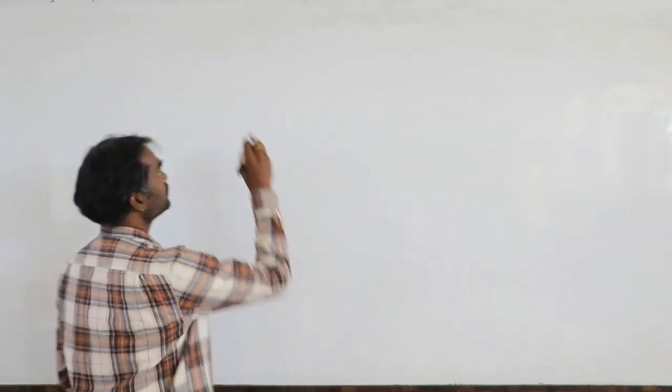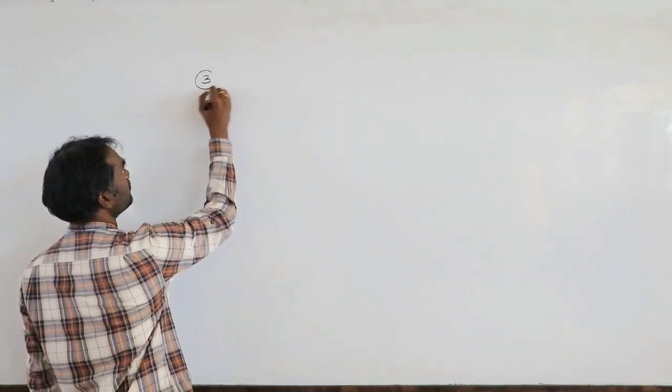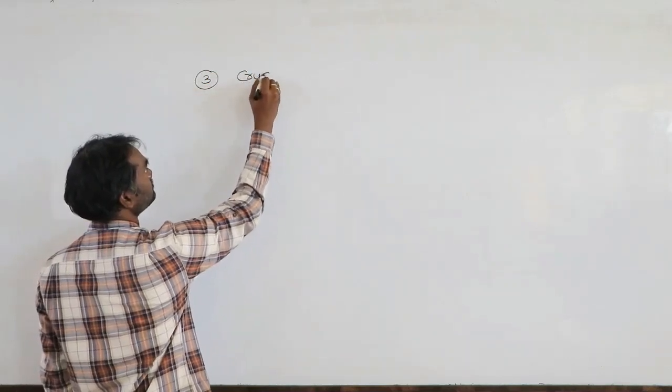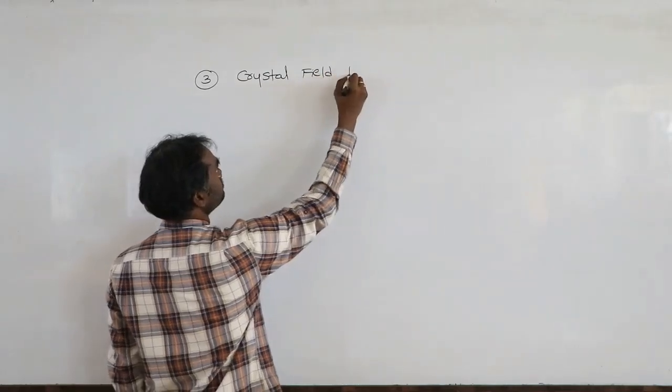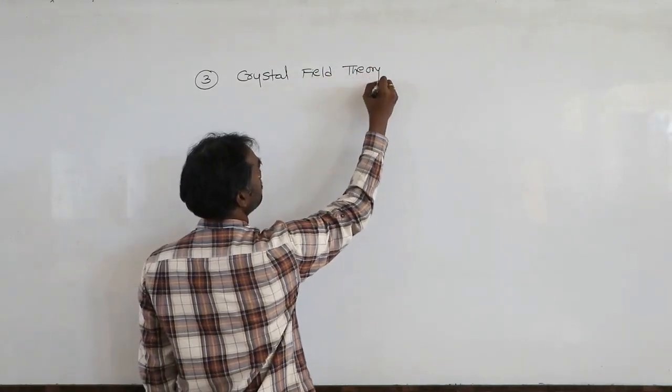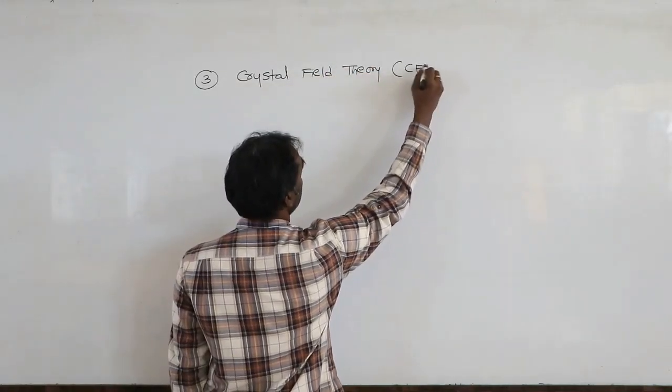In that, Werner theory is over. The second one, VBT, we discussed. After the failures of VBT, one more theory came, that is the CFT, crystal field theory. Now we are going to discuss crystal field theory. It is simply also called CFT.